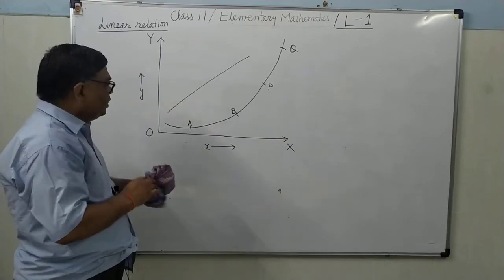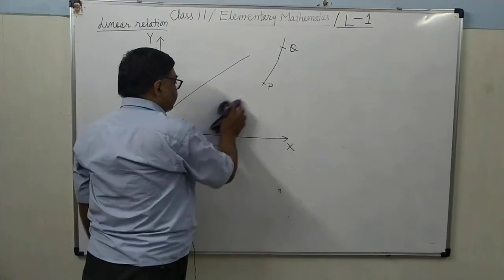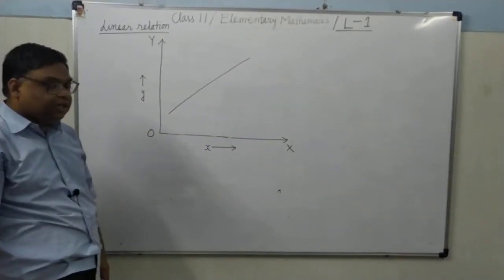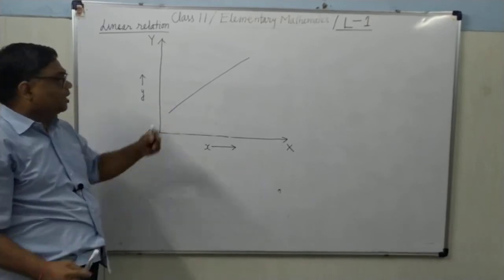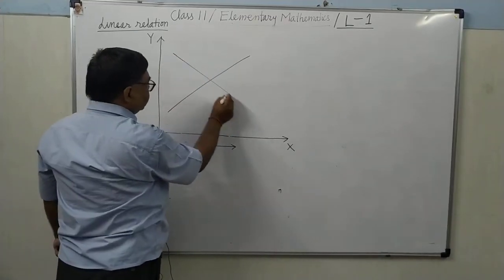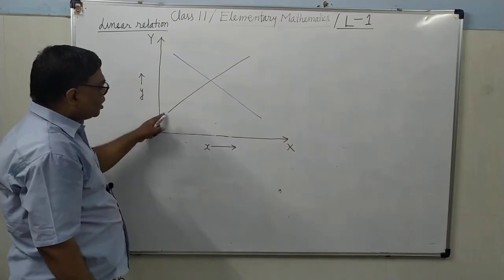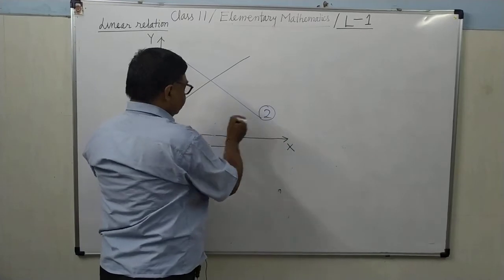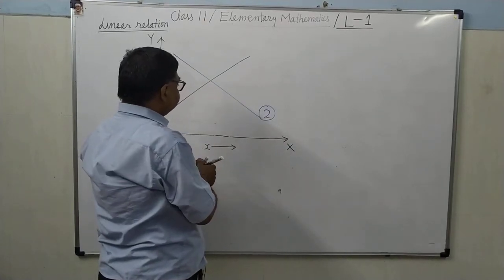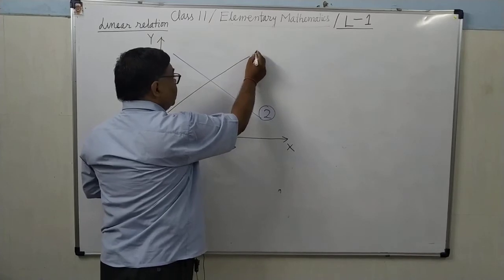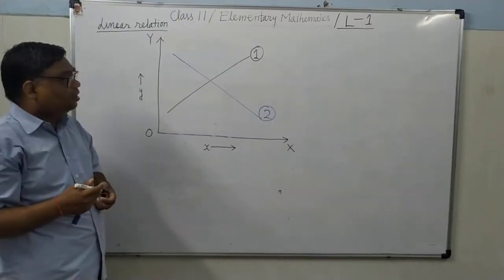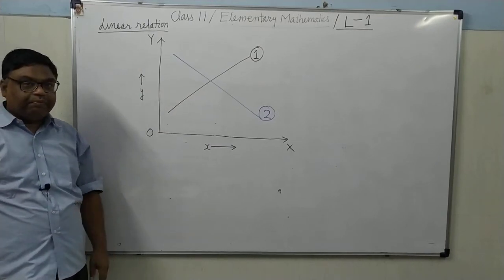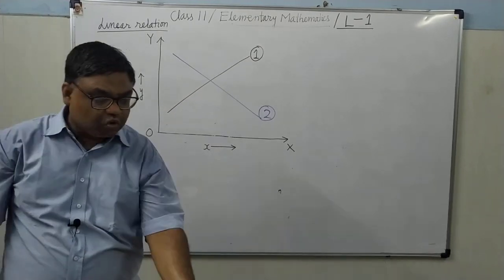But in the case of a linear relation, the graph will be like this. This is one shape of the graph. It will be a straight line. It may be like this or it may be like this. Anyway, here the graph is sloping up. Let me name the graph. The graph of a linear relation will be a straight line. It may be sloping up or it may be sloping down.